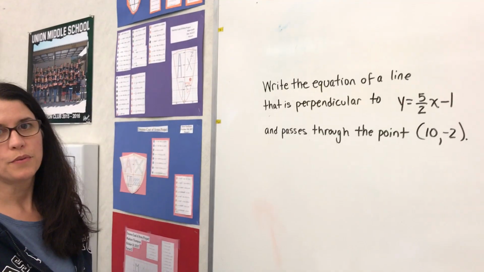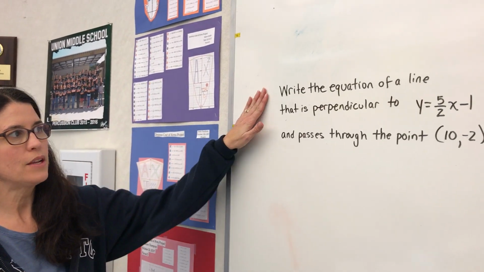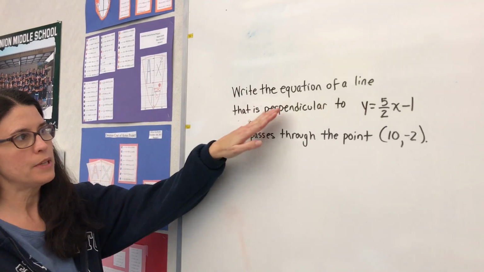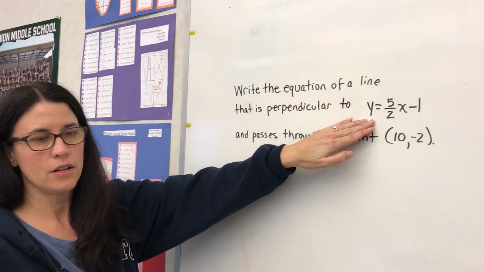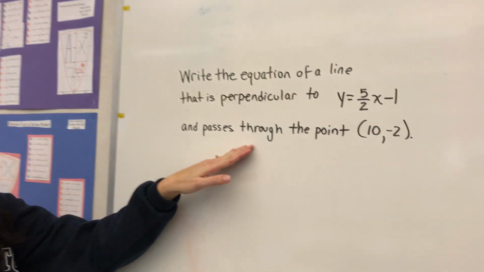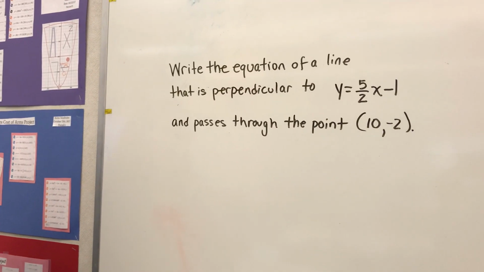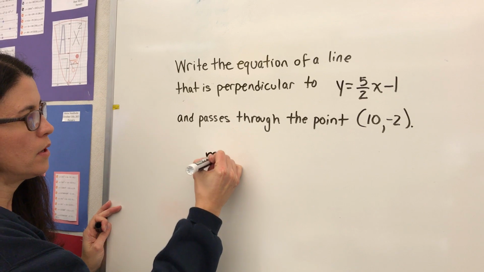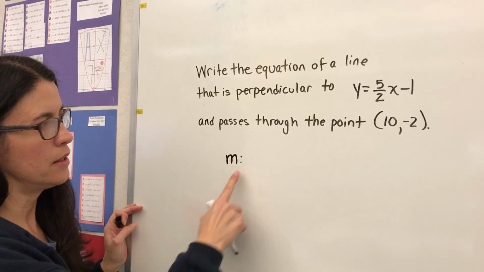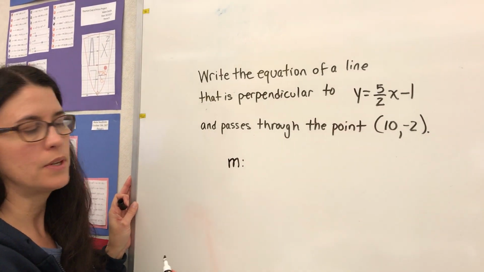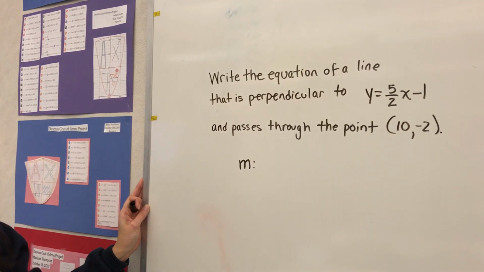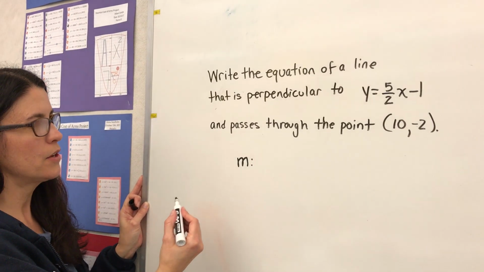All right, so this is working with linear equations. I want to write the equation of a line that's perpendicular to this equation here, but passes through the point (10, -2). So first I need to think about what is the slope of my line going to be that's perpendicular to this one.